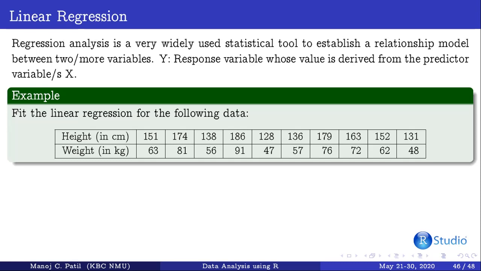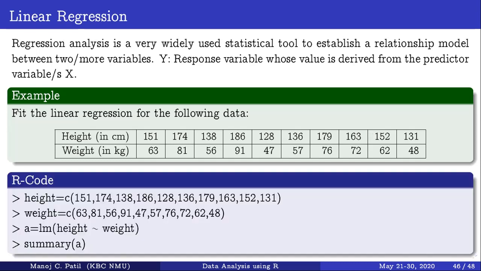Let's take an example of linear regression for the following data. We have heights and weights for 10 individuals. So we have to find the linear relationship between them. Put height in one vector, weight in one vector, and use lm, linear model. So lm, height tilde weight. That's the formula for height versus weight, and find the summary of that.